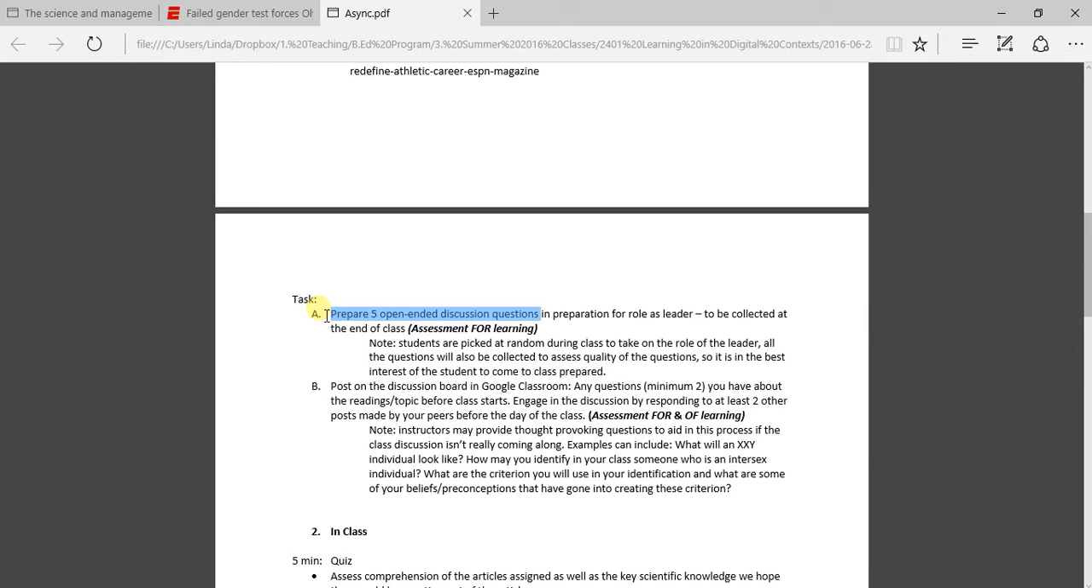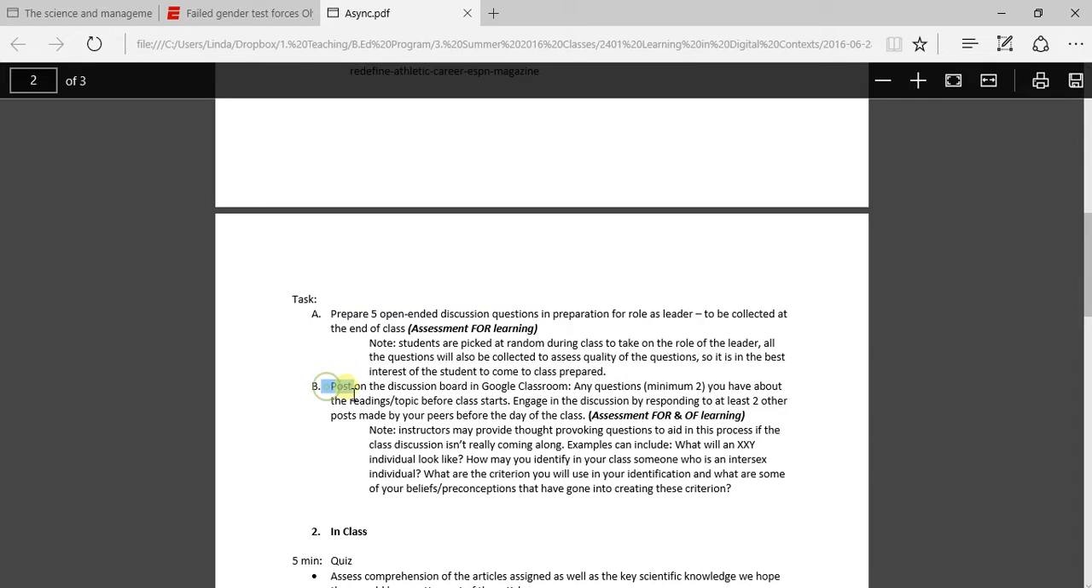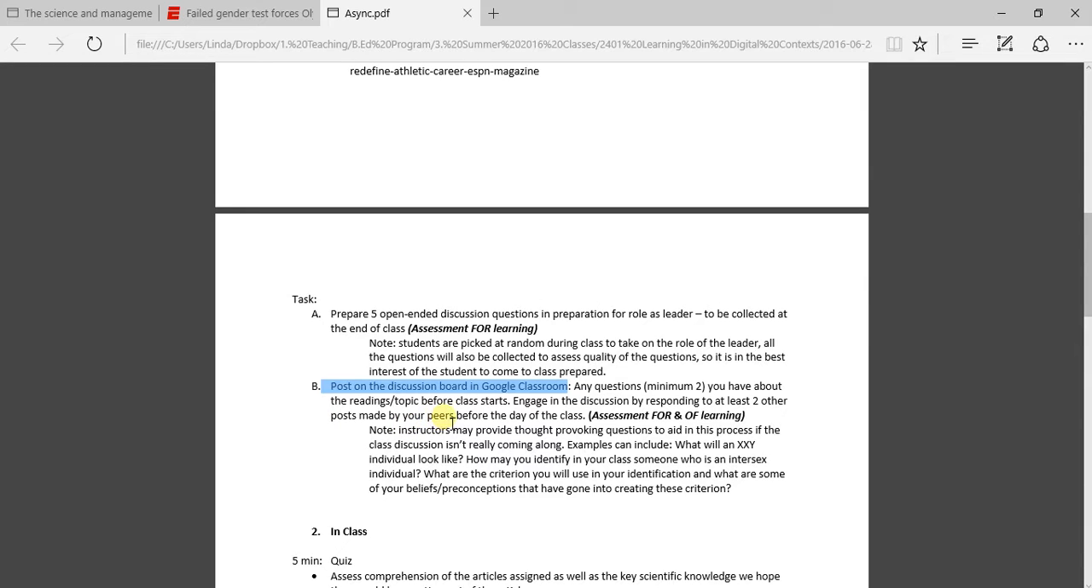So it is in their best interest to come to class prepared with these 5 open-ended discussion questions to encourage discussion. Secondly, students are also going to be asked to post on the discussion board on our Google Classroom that we've set up any questions that they have about the readings and topic before the class starts. Obviously we imagine that this is going to be quite an interesting topic for students, just in terms of is a female a female?